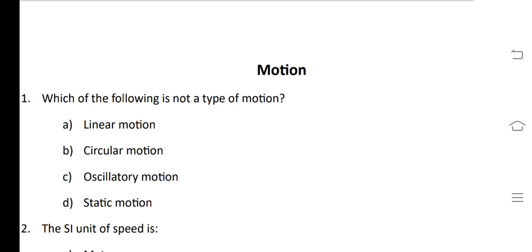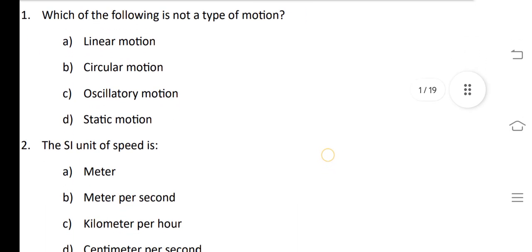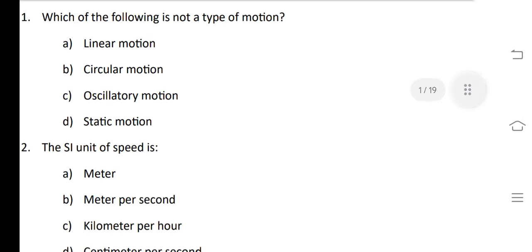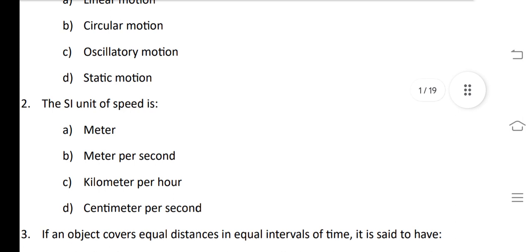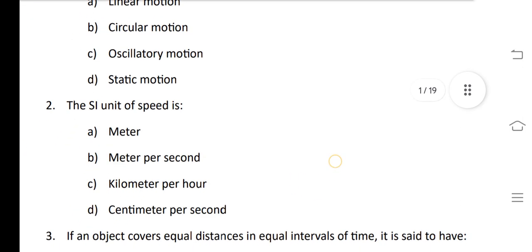In linear motion, we say that if an object is moving on a straight line path, the motion is said to be linear motion. In circular motion, we say if the object is moving on a circular path, it is called circular motion. And in oscillatory motion, we say when an object is moving about its mean position, motion is oscillatory motion. So correct answer of question number 1 is static motion.